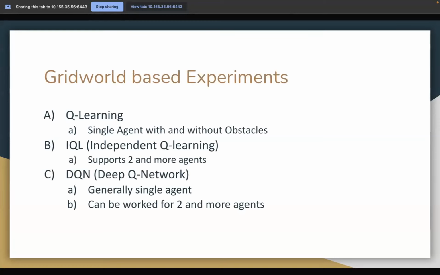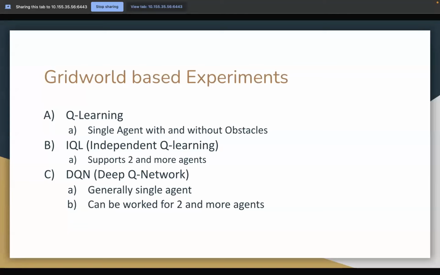So in the grid-based world experiment, first I tried to use Q-learning with a single agent, in the presence of obstacles and without obstacles. I created a simple grid, like a 5x5 grid, to learn Q-learning. It was easy.